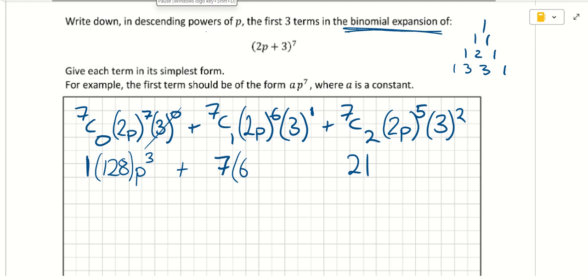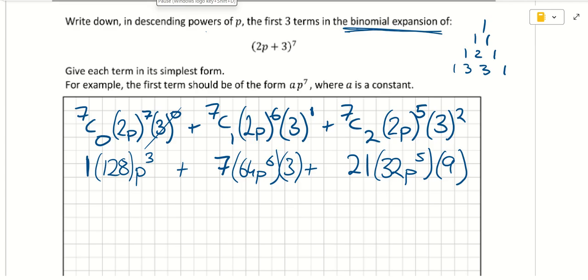7, so 2 to the power of 6 is 64 p^6, and then times 3 as well, and then plus 21, 2 to the power of 5: 2, 4, 8, 16, 32 p^5, and then 3 squared is 9. Okay, so then you just need to multiply these numbers on your calculator.